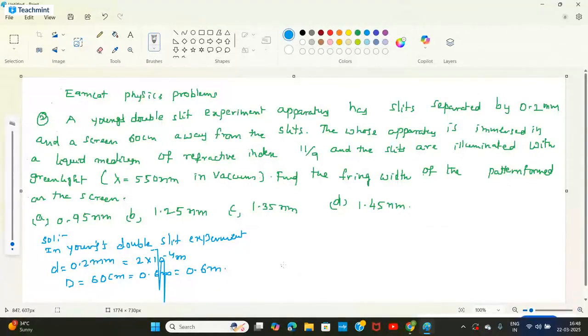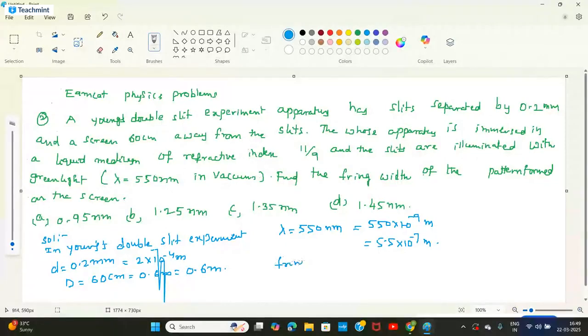And now lambda, the wavelength, is given as 550 nanometers, and we can write 550 into 10 power minus 9 meters, that is 5.5 into 10 power minus 7 meters. And now the fringe width: the whole apparatus is immersed in liquid.